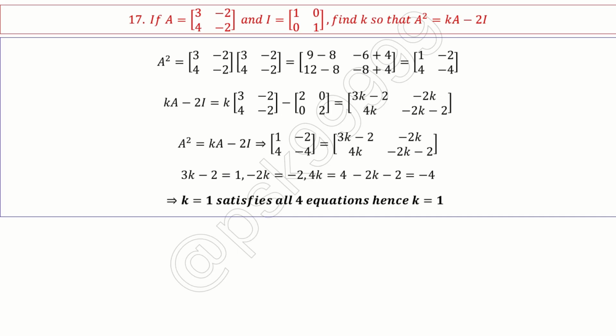This is a very, very important point to note down. Just don't try only one equation and then say this is the k value. It has to satisfy the other equations of the variable. Okay. Next.